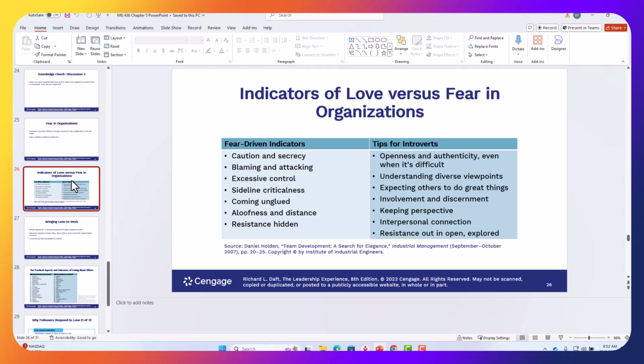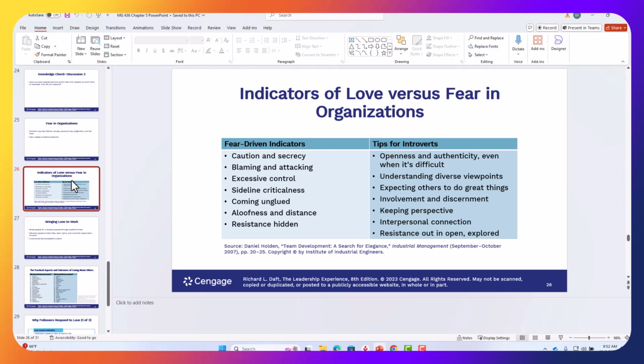Tips for introverts. Now this is something right here where you have to understand this is because someone is wired different. Let's say that you're an extrovert and you're open, make friends, socialize, whatever else. Now let's say that you have an introvert who works for you or with you. These are some tips for how you deal with them.